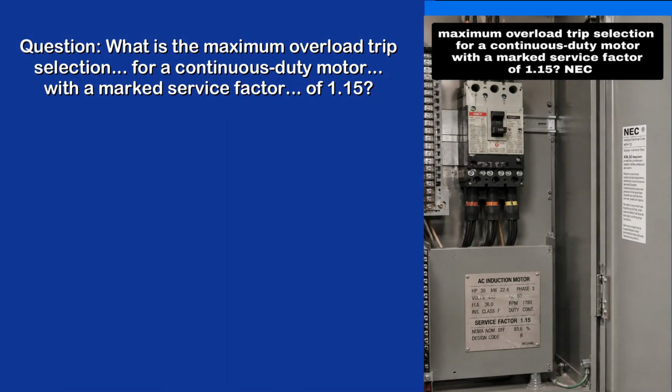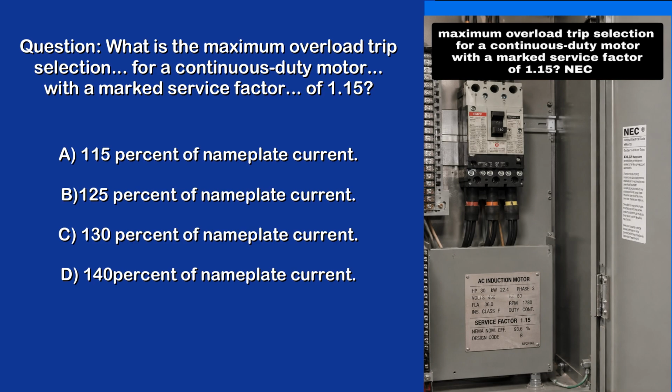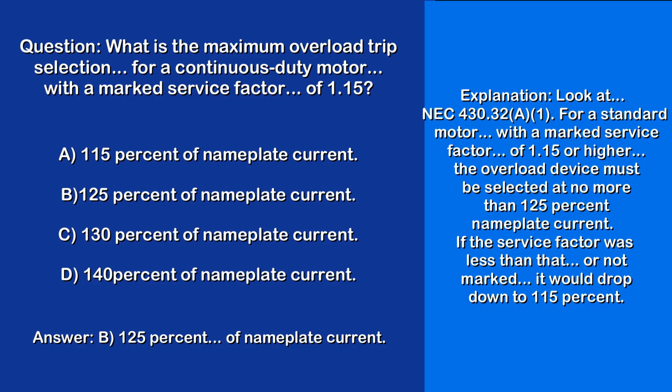Question 5. What is the maximum overload trip selection for a continuous duty motor with a marked service factor of 1.15? A. 115% of nameplate current. B. 125% of nameplate current. C. 130% of nameplate current. D. 140% of nameplate current. The correct answer is B. 125% of nameplate current. Per NEC 430.32, A1.